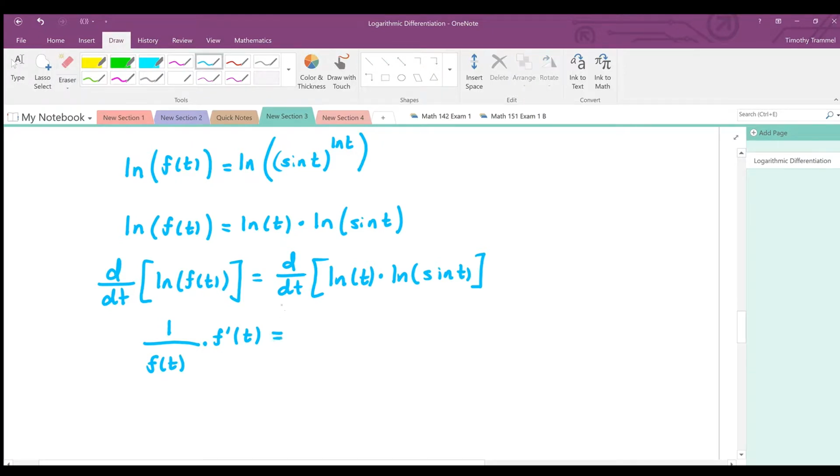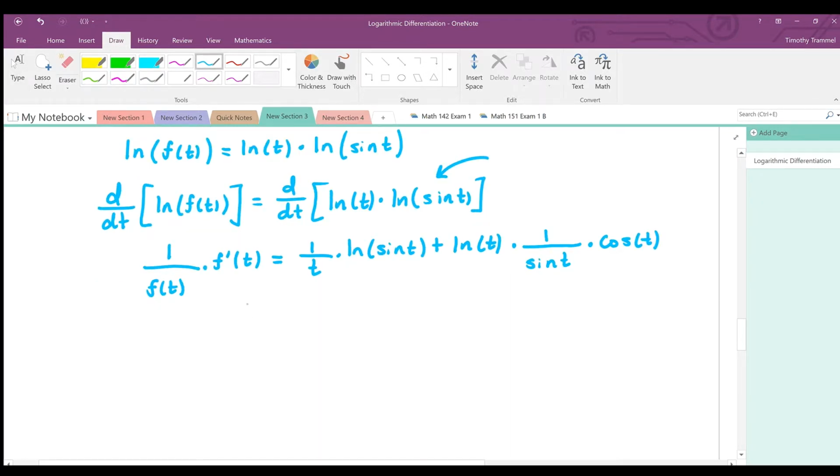And this is equal to, and we're going to have to use the product rule. We have two functions of t here. So the derivative of the natural log of t is 1 over t times the natural log of sine t plus the natural log of t. And now we need to take the derivative of this natural log of sine of t. So it's going to be 1 over sine of t, and then times the derivative of that inside function, which is sine of t. So the derivative of sine of t is cosine of t.